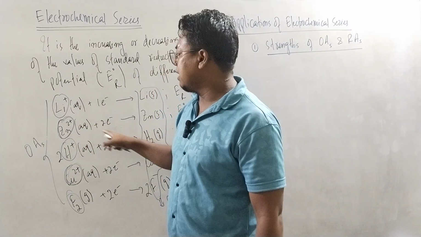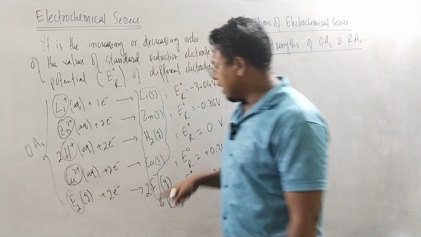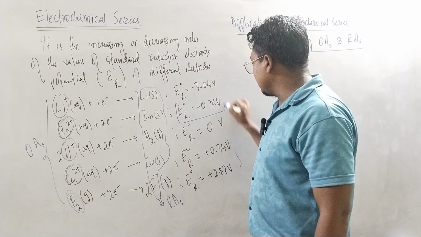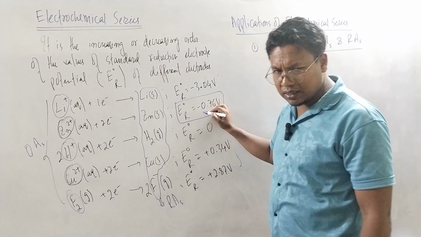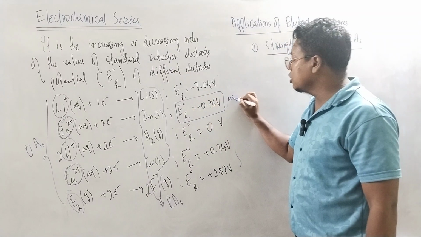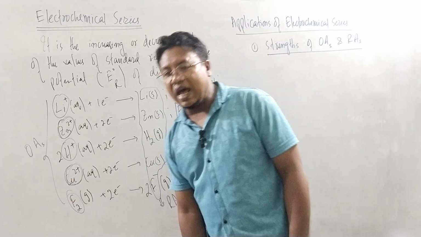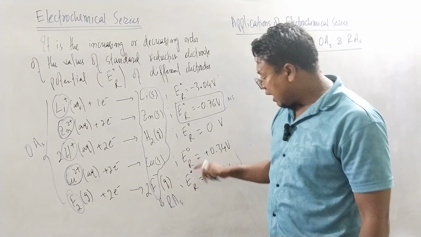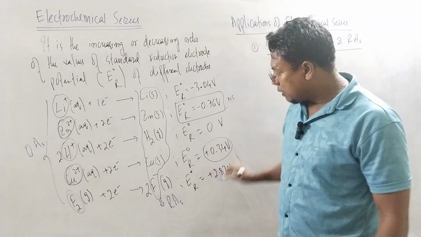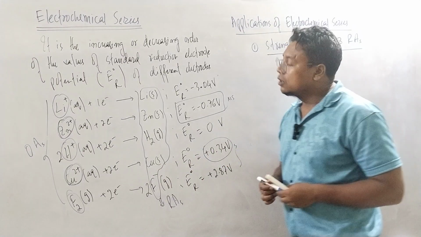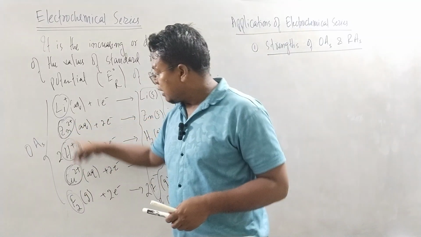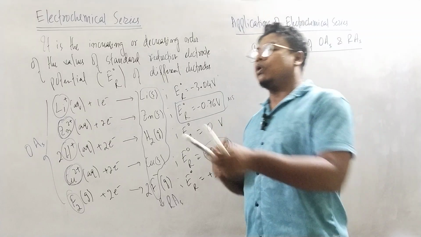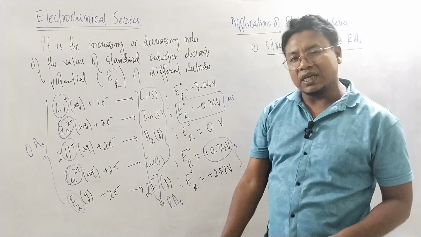Zinc 2 plus ion gains electrons to form zinc solid, in which the reduction electrode potential value is negative, which is non-spontaneous, while copper 2 plus ion readily gains these two electrons to form copper solid, and the electrode potential is positive, which is spontaneous. So which substance between these two readily accepts the electron will be our stronger oxidizing agent.